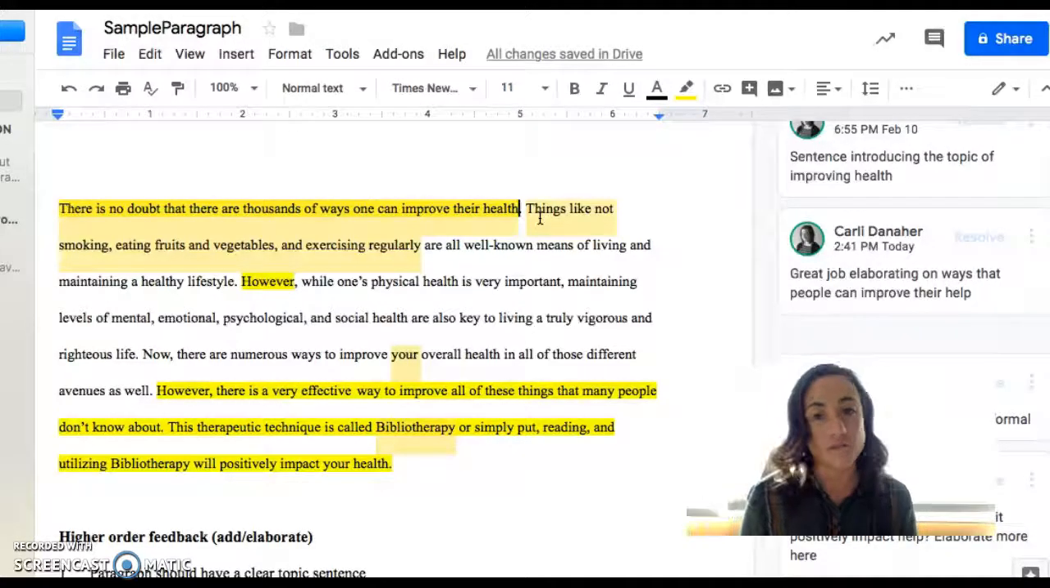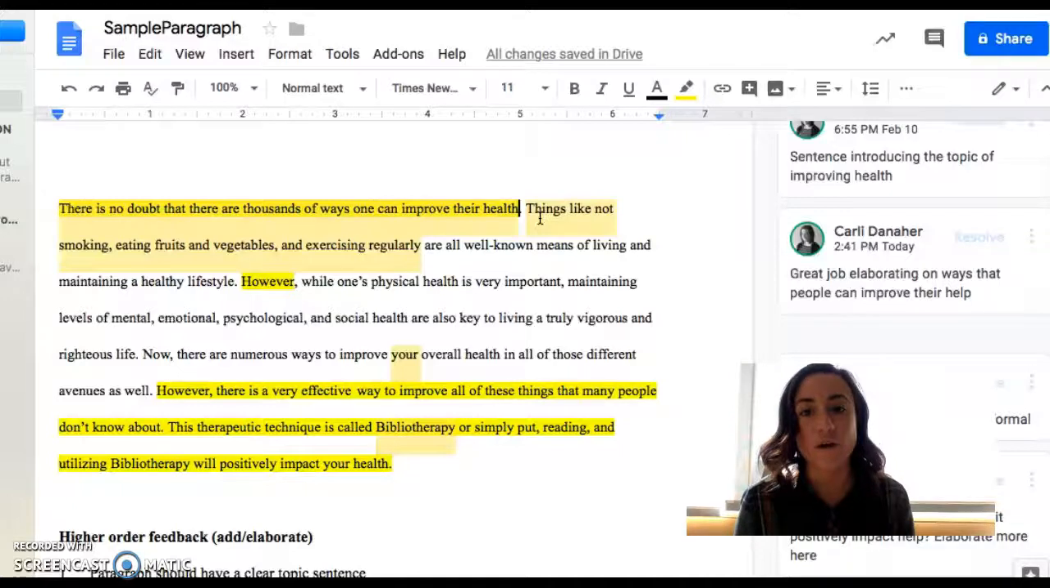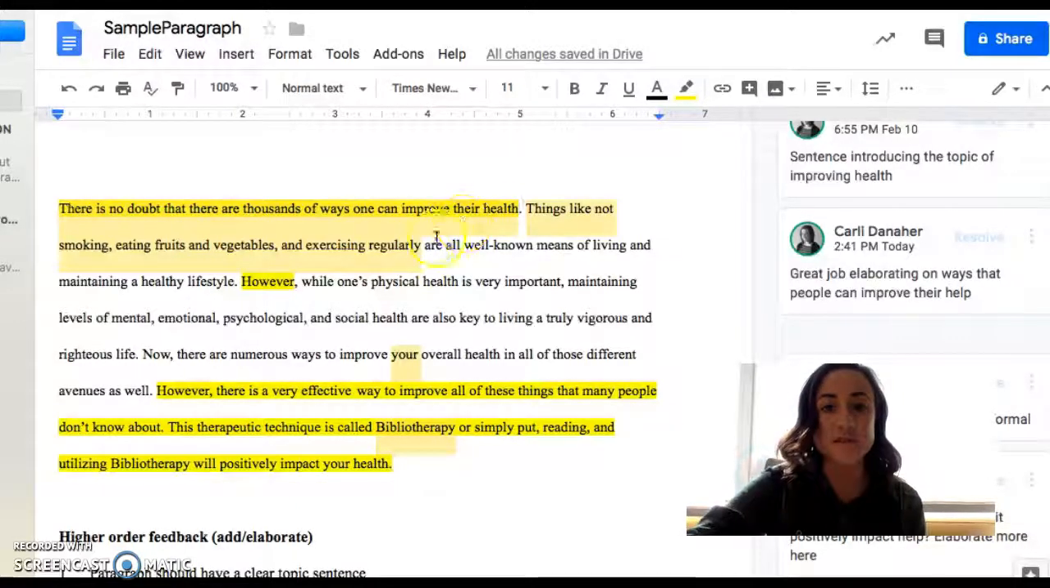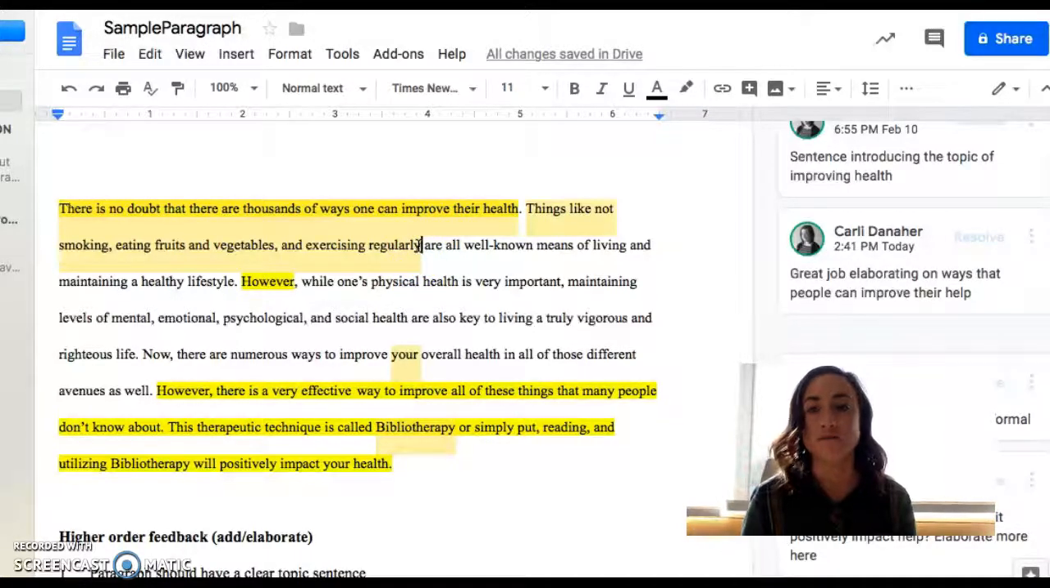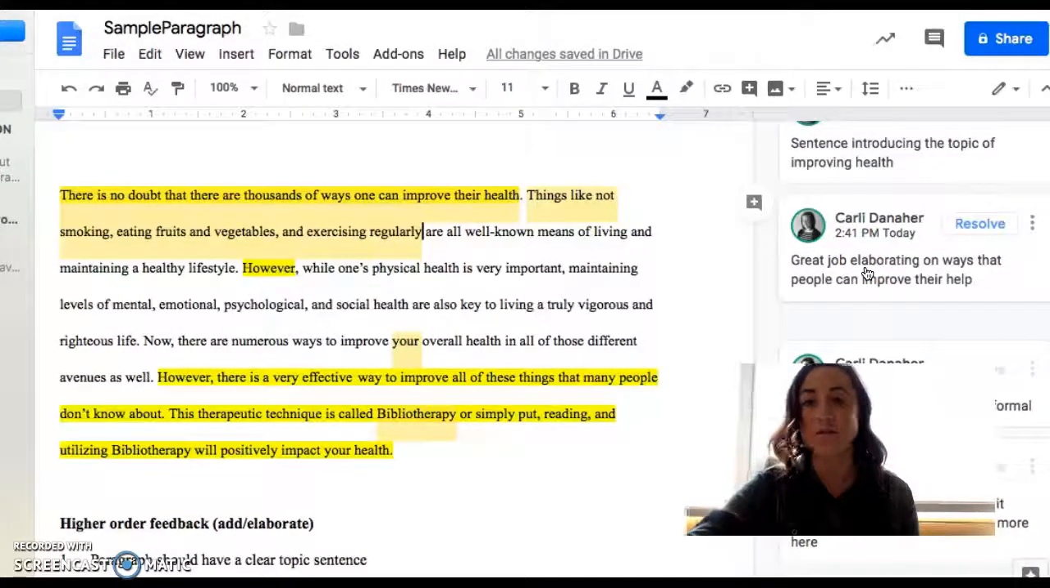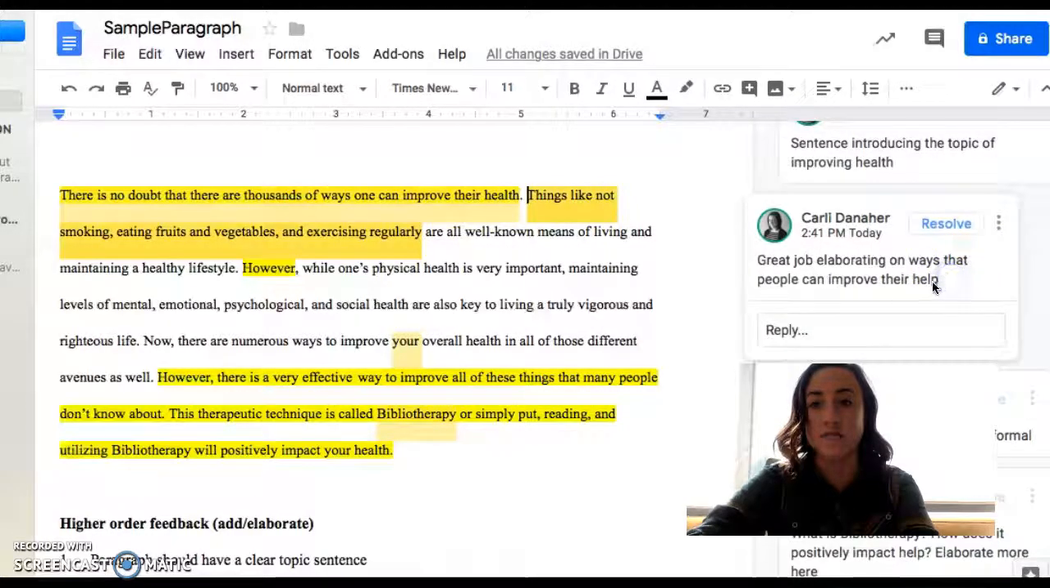It says, there is no doubt that there are thousands of ways one can improve their health. And what I liked about this paper is that the writer said things like not smoking, eating fruits and vegetables, and exercising regularly are well-known means of living and maintaining a healthy lifestyle. So in the corner I said, you did a great job on elaborating ways that people can improve their health. Sorry, that was a typo.